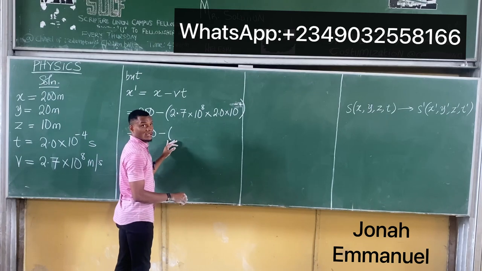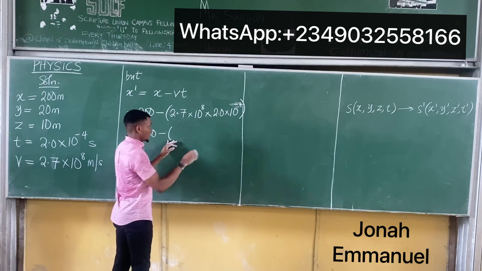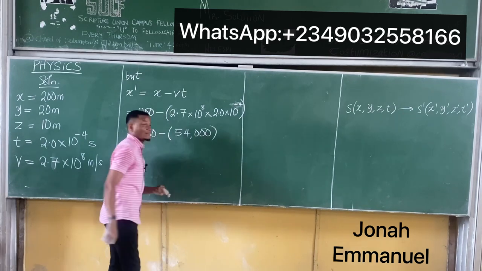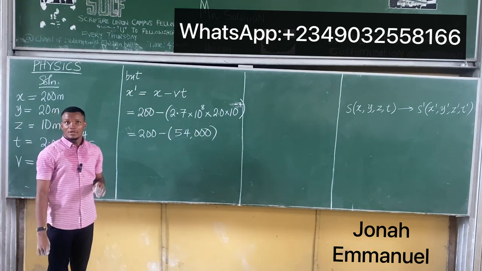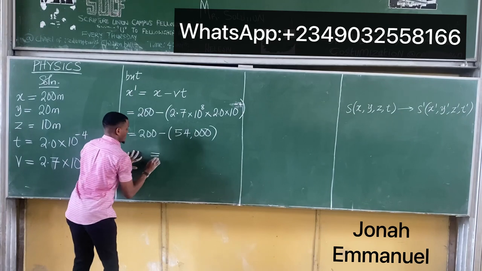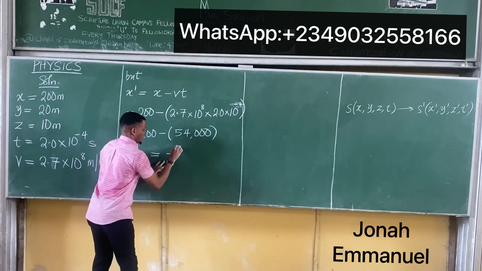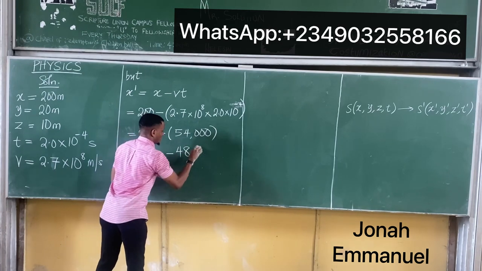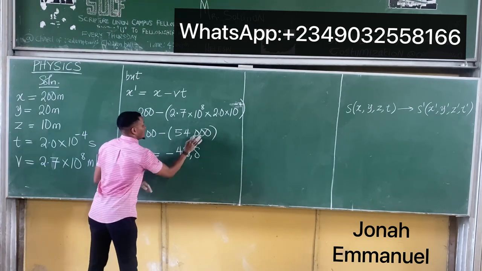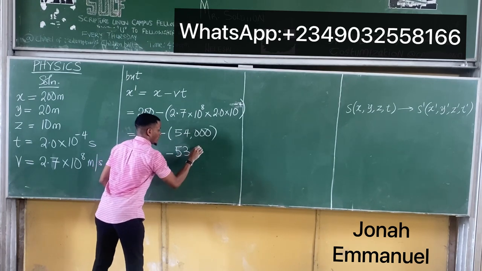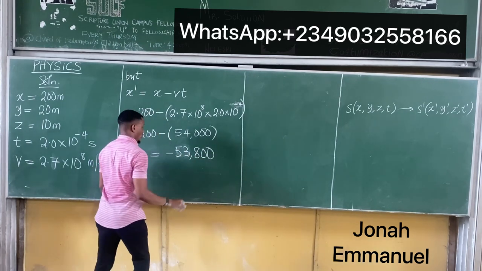54,000. Please help me confirm this is correct. It's correct. All right, please give me the value. So it means that x prime is 200 minus 54,000, which is minus 53,800, of course in meters.